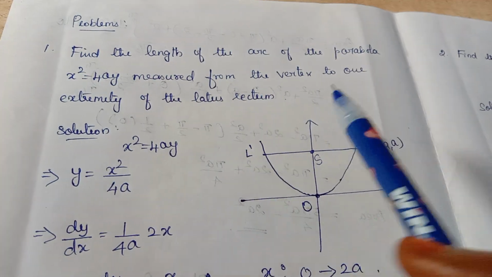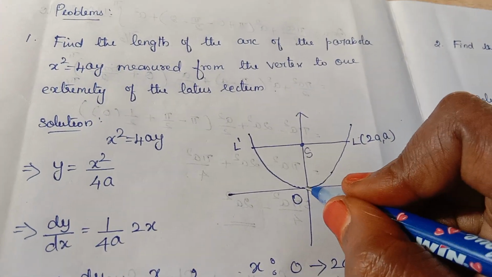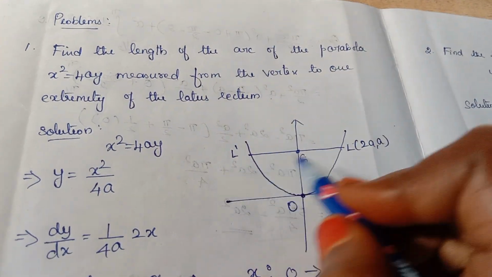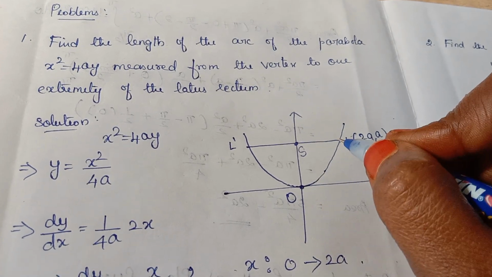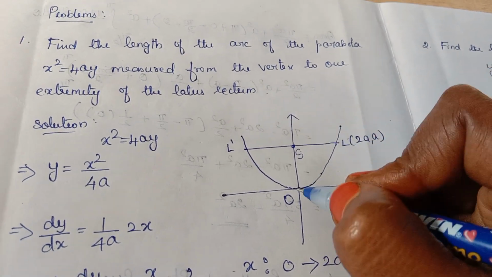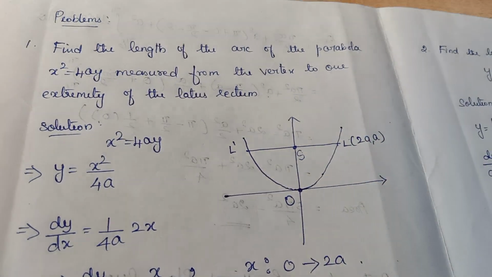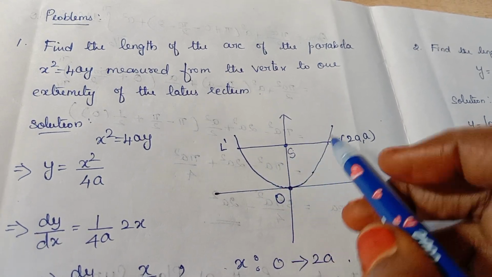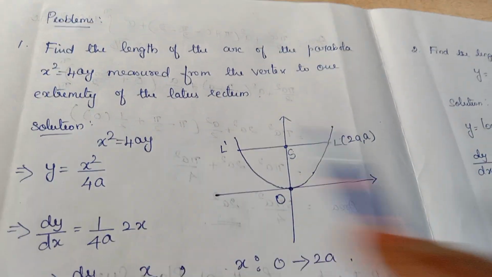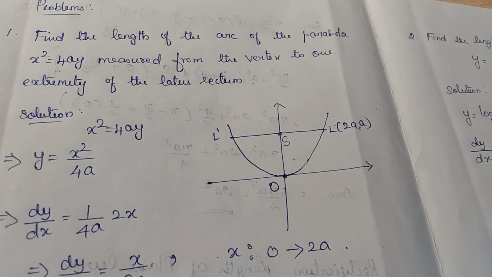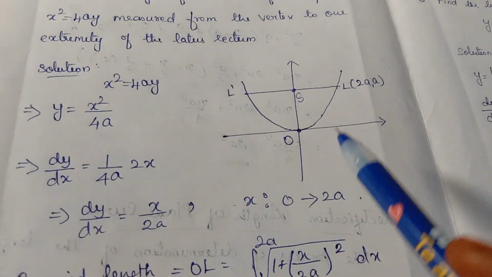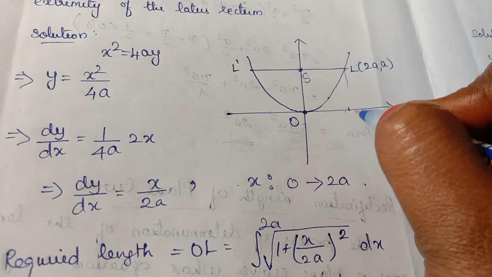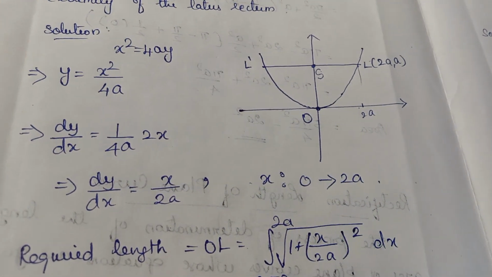We have to find out the length from the vertex, this is the vertex, to one extremity of the latus rectum. This L dash is the latus rectum. From here to one extremity means here. Only this OL. What is the length of OL? That we have to find out. We very well know that if this is the latus rectum, its coordinates will be 2a comma a, from the properties of the parabola. So the limits will be from x equal to 0 to x equal to 2a, isn't it? So the limits are from 0 to 2a.